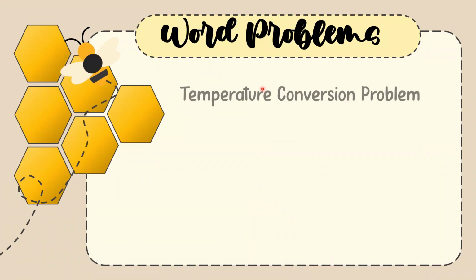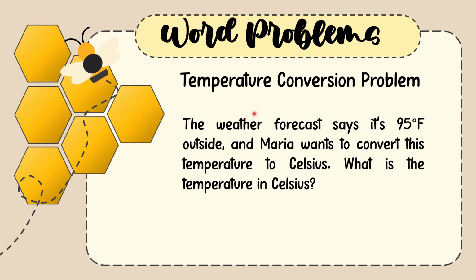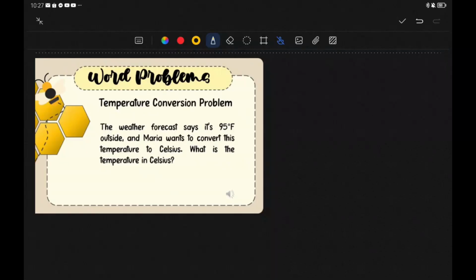Now let's proceed to the temperature conversion problem. The weather forecast says it's 95 degrees Fahrenheit outside, and Maria wants to convert this temperature to Celsius. What is the temperature in Celsius? Now let's solve this temperature conversion problem. So 95 degrees Fahrenheit, convert that to Celsius.